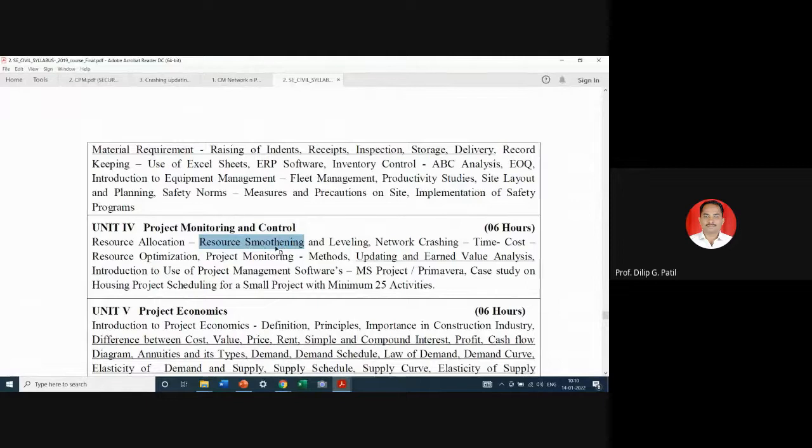Smoothening is just whatever possible efforts you can make, you can adjust in between, and you can have some common average requirement, but without extending the project duration. So within the project duration, you have to adjust the resources and you have to flatten the requirement as much as possible. So it may come up to 100, we can say 100 laborers will be required.